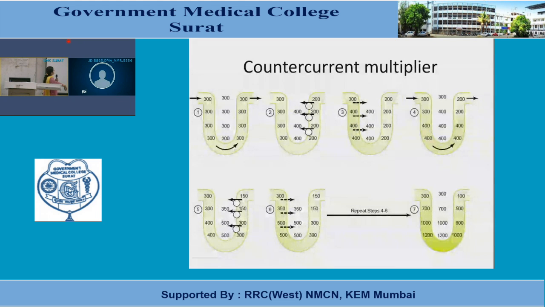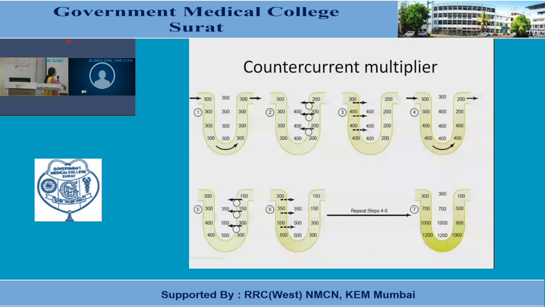Then again it changes to about 500, because I told you the mechanism: the segment is impermeable to water but permeable to the solute. So in the thin segment and the thick segment, there will be increased permeability to solutes, but it is not permeable to water. That leads to increased solute diffusion into the interstitium, along with the urea also. I'll show you the urea cycle. Ultimately that will lead to the multiplying effect of the hyperosmolar interstitium.